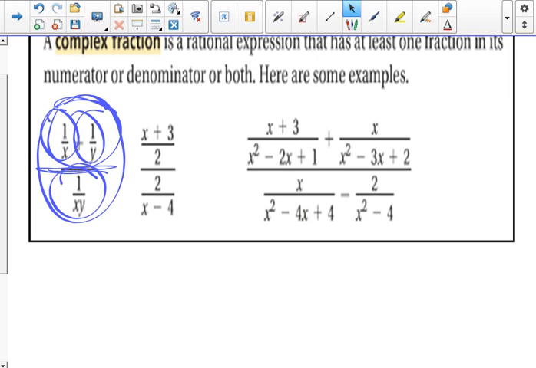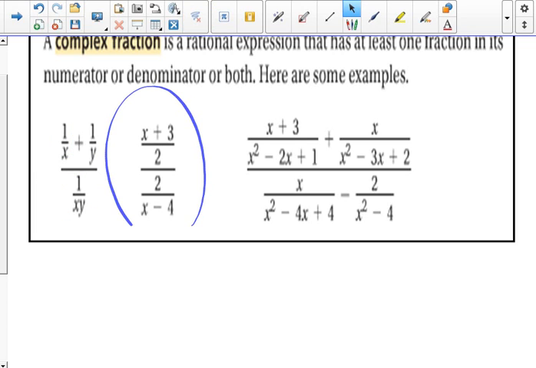So it's basically a fraction within a fraction of a rational number, which means you've got to have x in the denominator. Let's look at the next example. Here we've got a big fraction. My numerator has a fraction, and my denominator has a rational fraction. So fractions within fractions. And then it's going to have a fraction in the numerator, the denominator, or both.